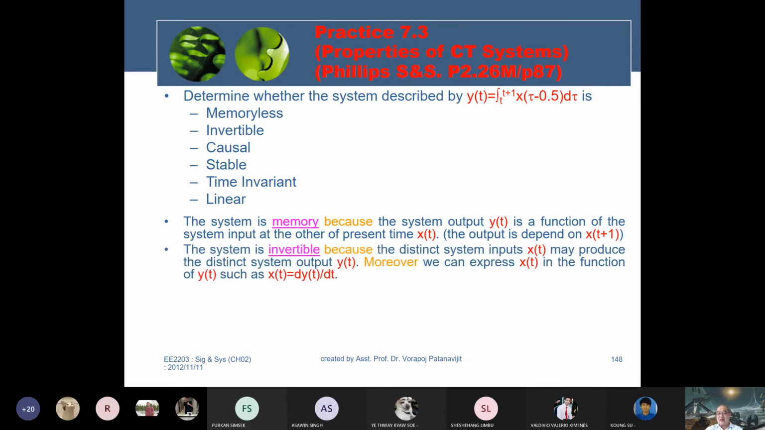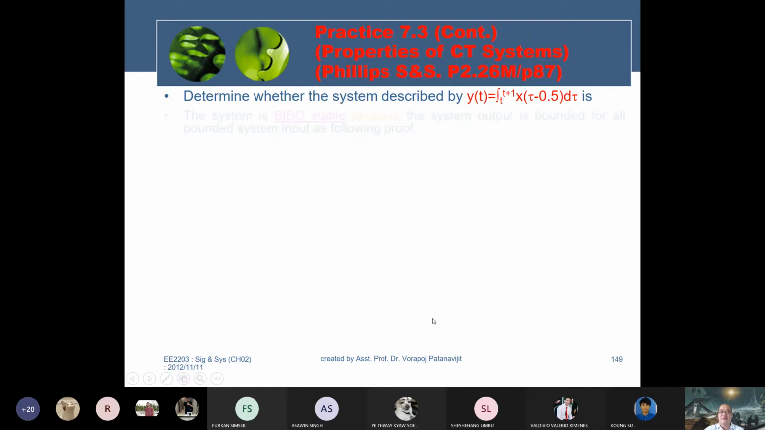In this case, the system is invertible because distinct system inputs x(t) produce distinct system outputs y(t). Moreover, we can express x(t) as a function of y(t) as follows. Remember that integration can be reverted to differentiation. Next, the system is non-causal because the system output depends on the input at the future time. You can see that in the time shifting it depends on t plus 1, right? 3 plus 1 is the future. If it is in the future, the system is non-causal.